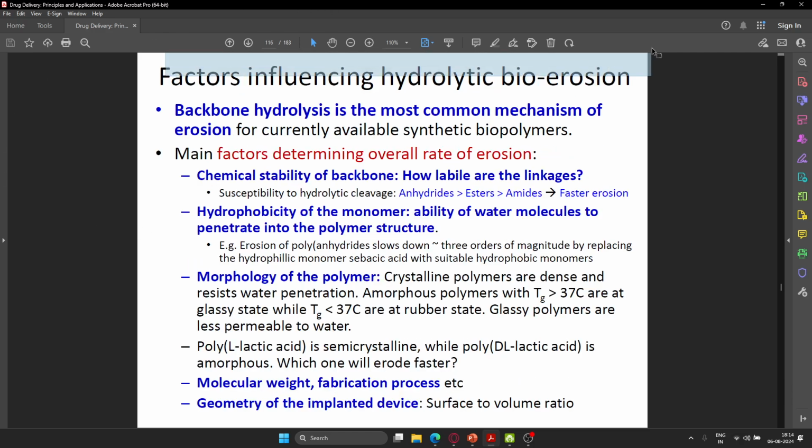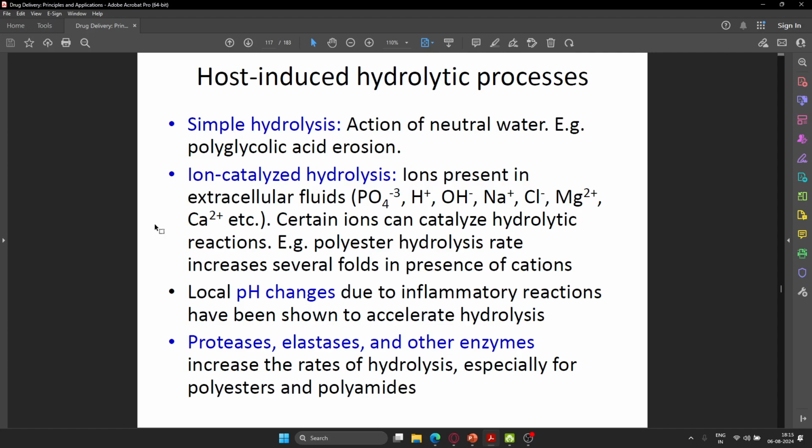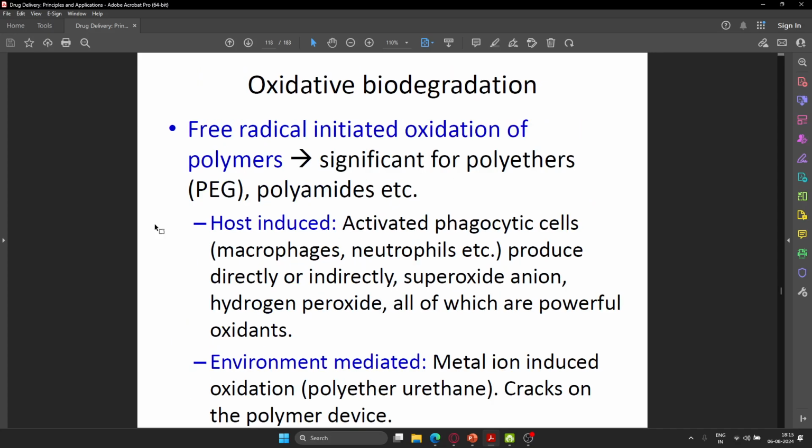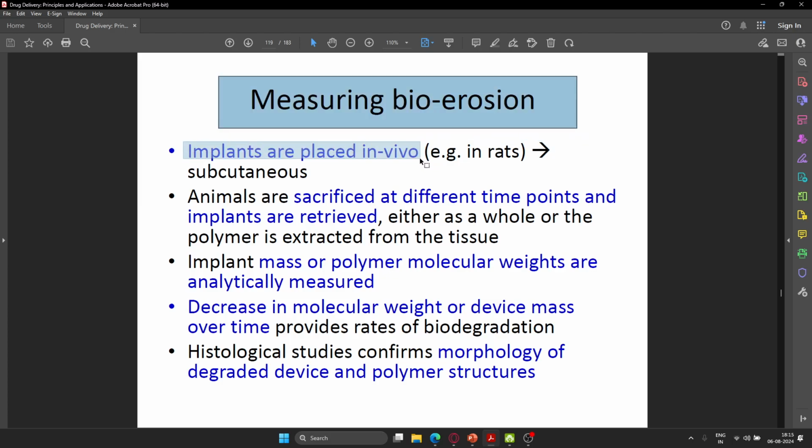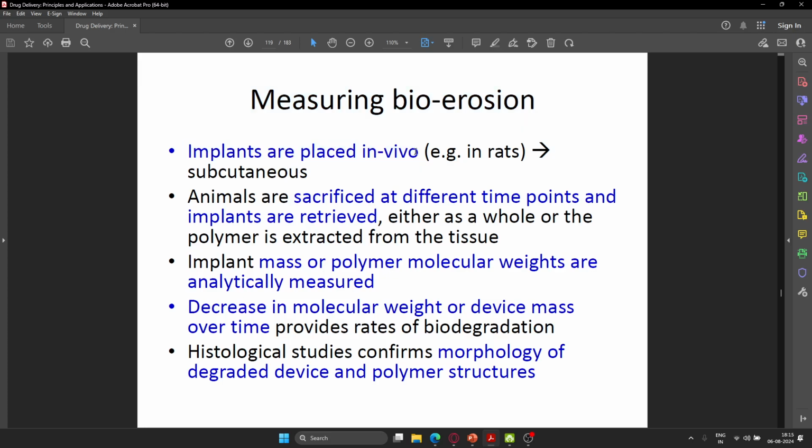Yeah, so you would have gone over factors influencing hydrolytic bioerosion. If you guys have any doubts or if you want to go over some topic, you just stop me and we'll discuss that. But oxidative biodegradation, and measuring: how do you measure bioerosion, right? Basically, you take the implant or the biomaterial that you want to check, you place it in vivo, for example in rats or mice, subcutaneously, and after a given point of time you take it out and see how much of it is remaining, so that way you know how much of it has gone away. And yeah, that's basically what you're doing.